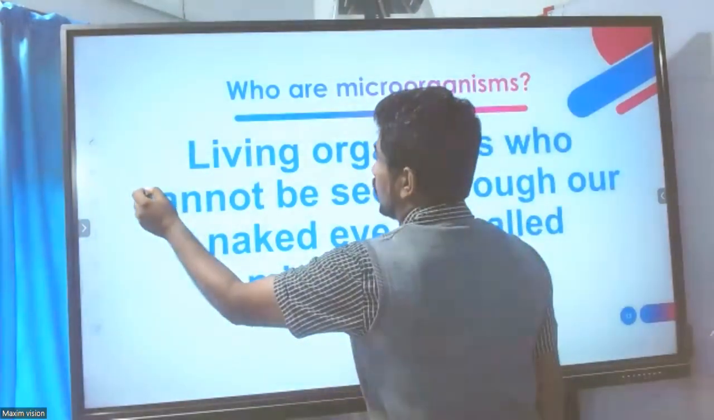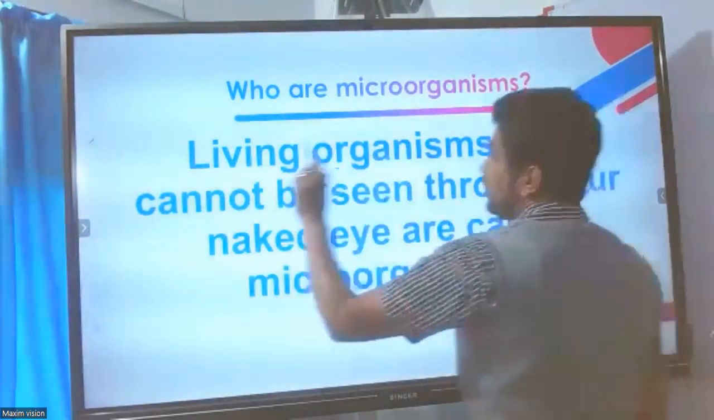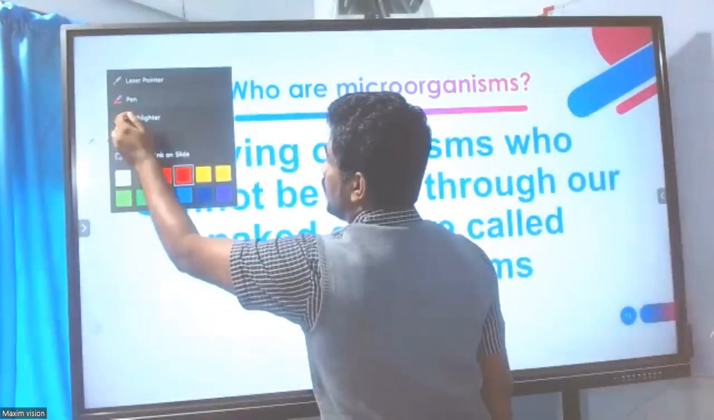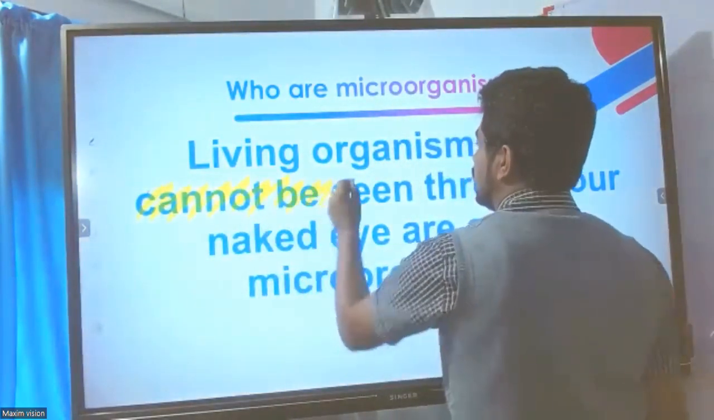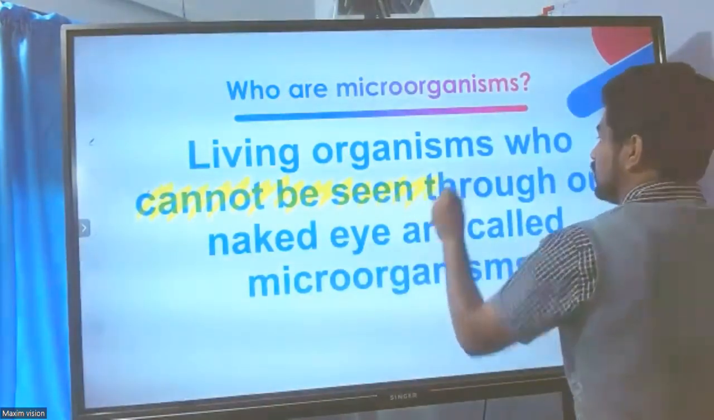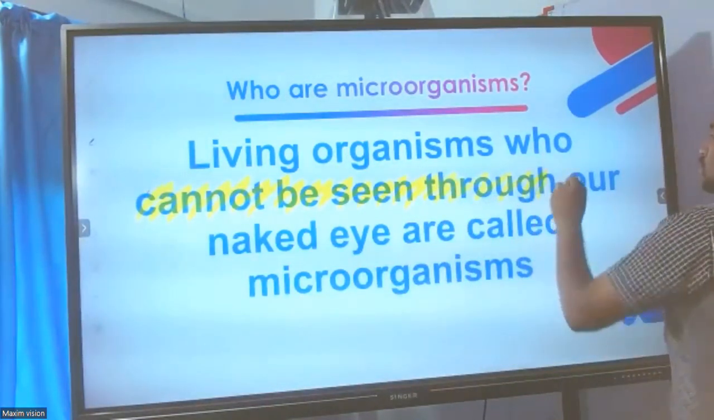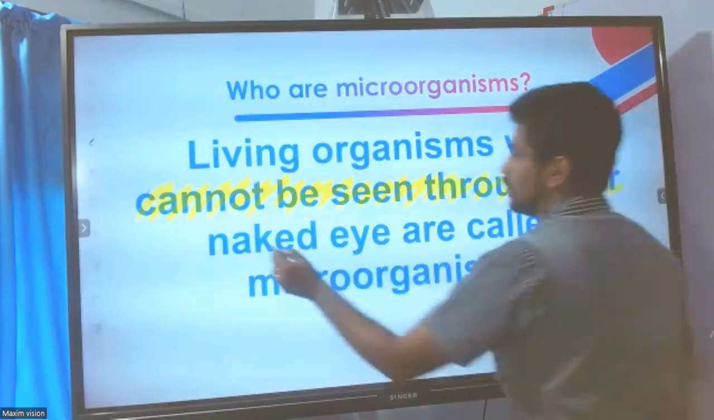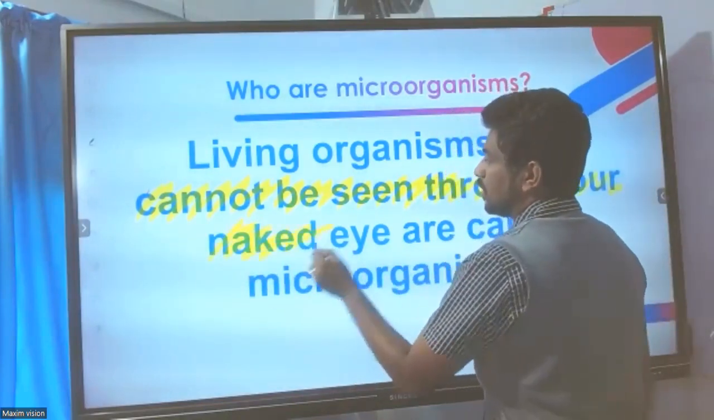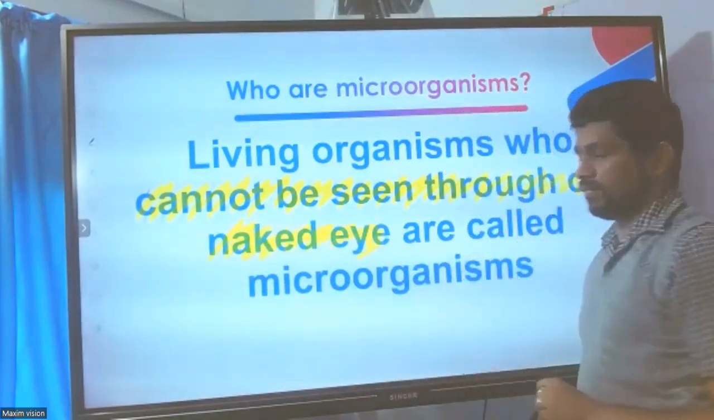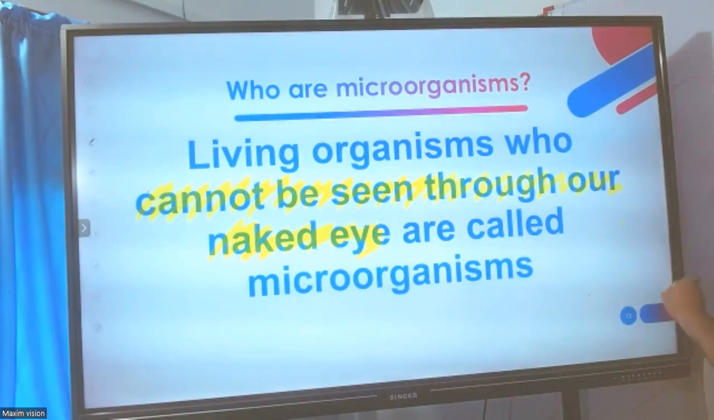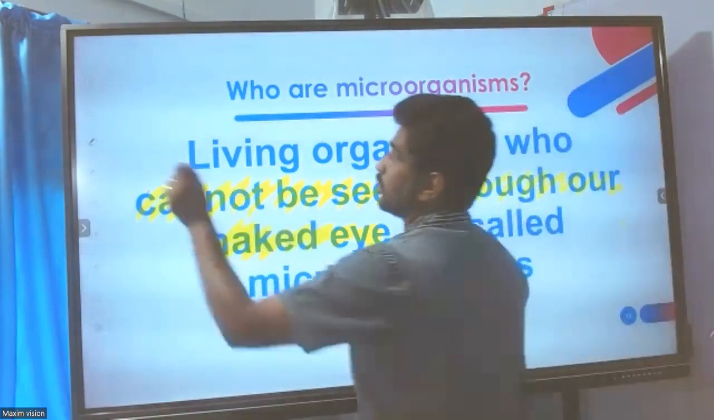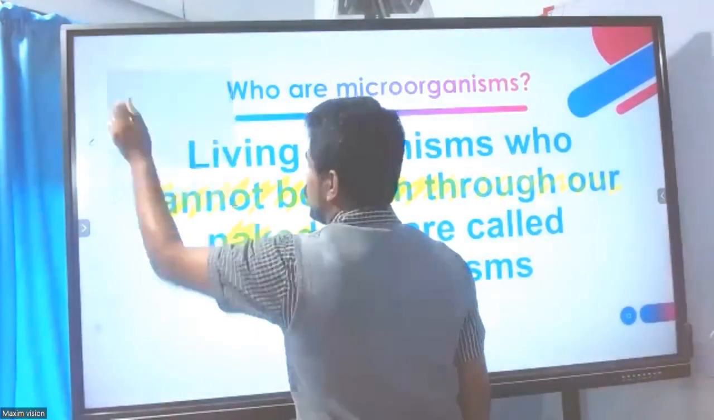Living organisms who cannot be seen. Now, what is the most important word here? What is the most important thing? Yes, cannot be seen through our naked eye. What do we call that one? Naked eye means really happy. New word.